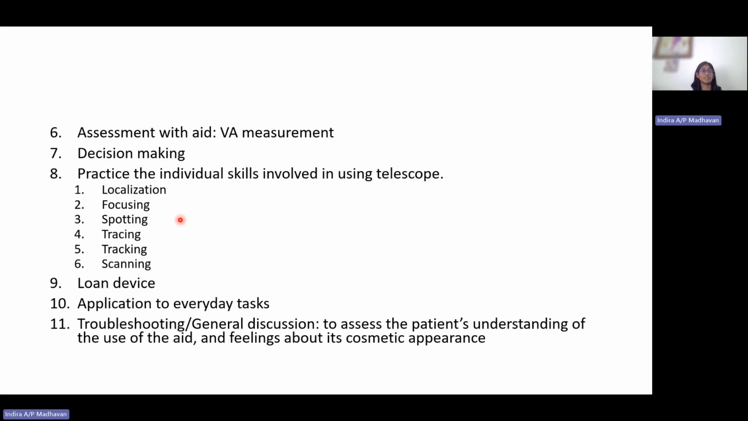Number 2 is focusing. Adjust it to make it focus. So the finger is pointing to one of the letters, right?